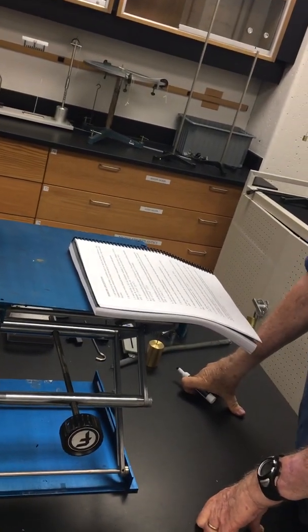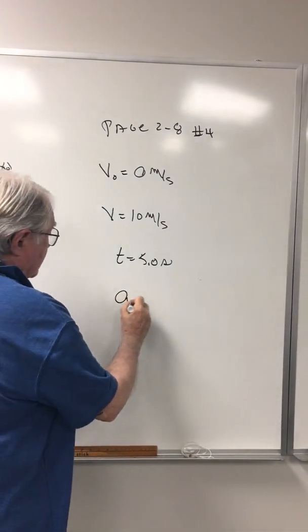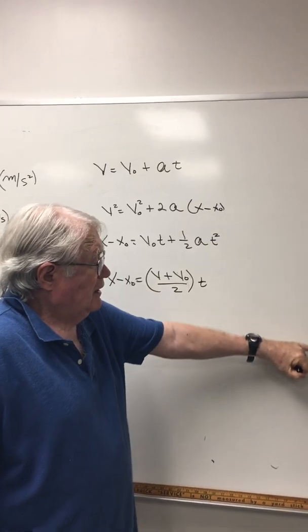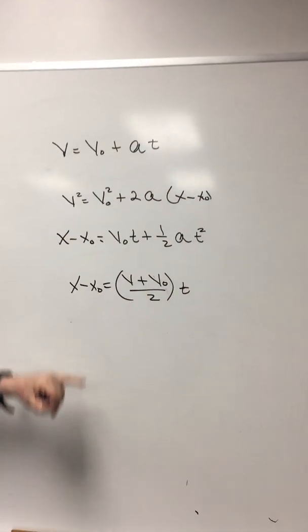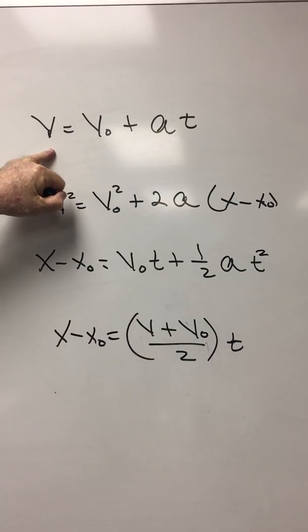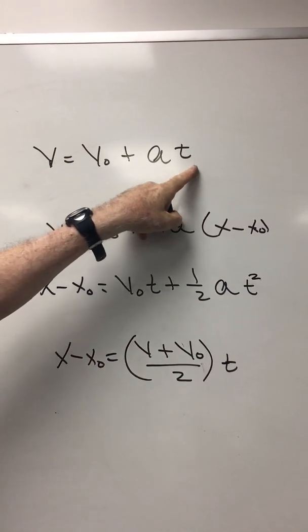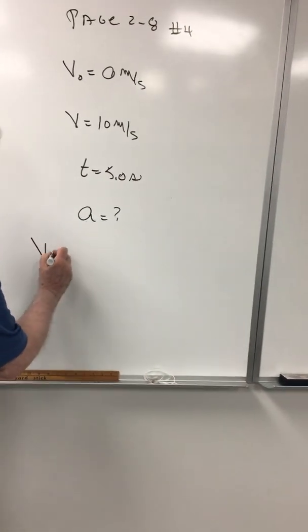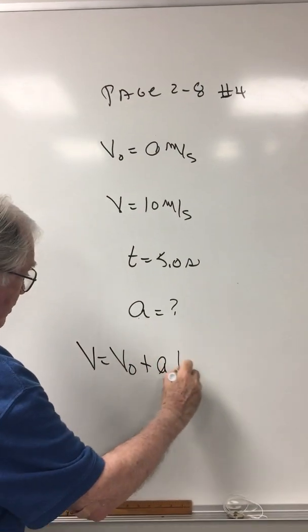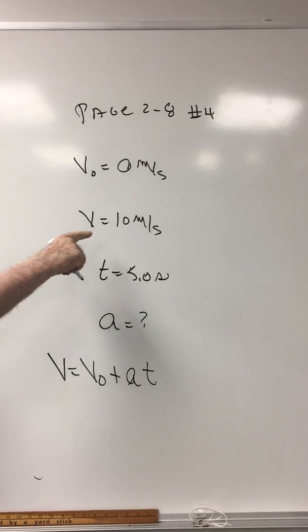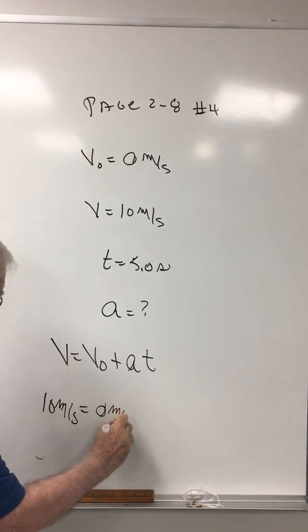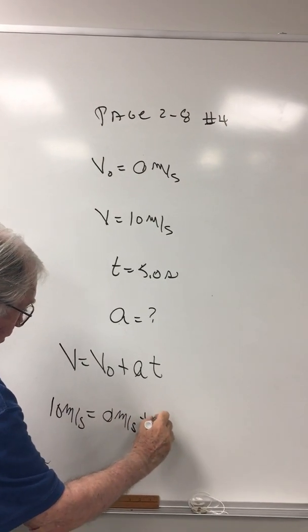Then it says determine the acceleration. So we know these three things and we're looking for A. Now which equation has these three things and we're looking for acceleration? Well, looking up here I see that equation right there. That has this one, and that one, and we're looking for A, so that should work. So I'm going to write this: V equals V sub 0 plus A times T. I pick out the key things: 10 meters per second, 0 meters per second, A times what, 5 seconds?